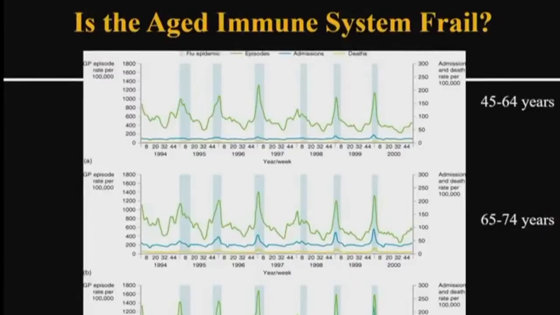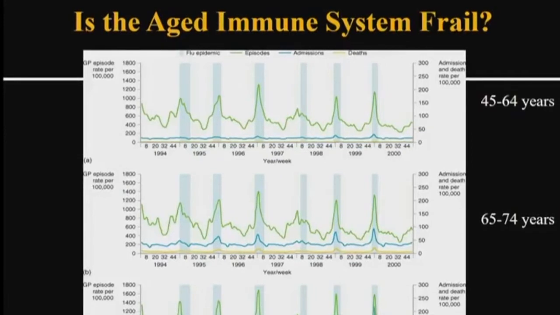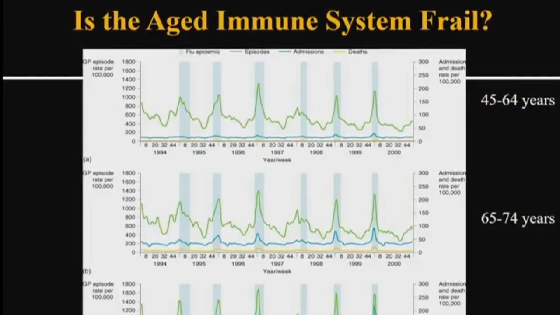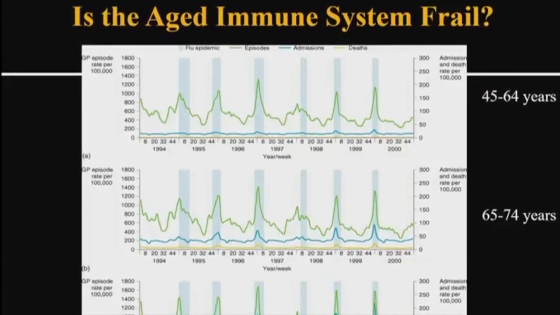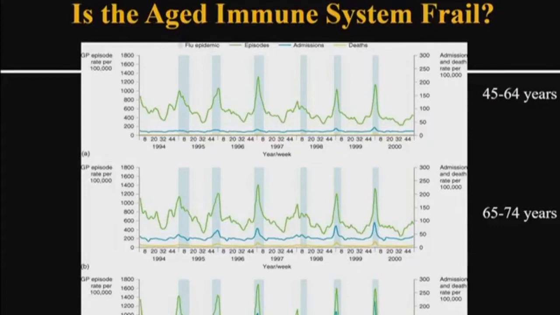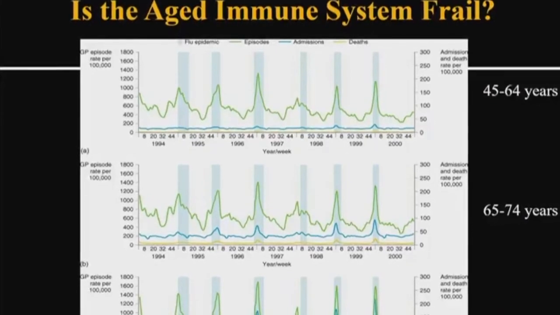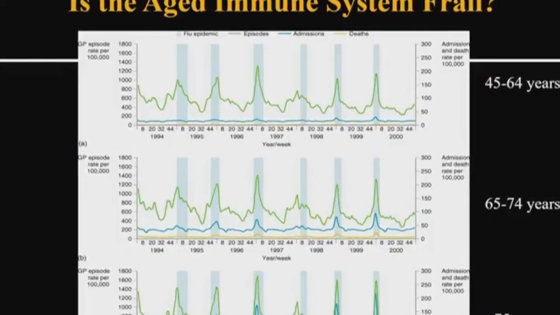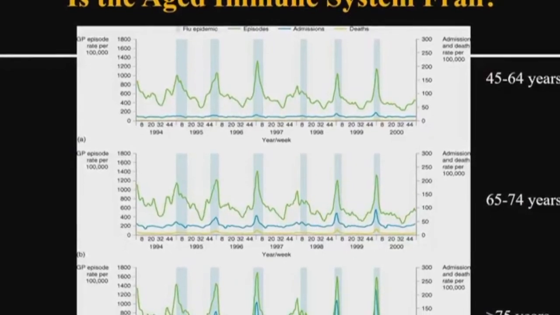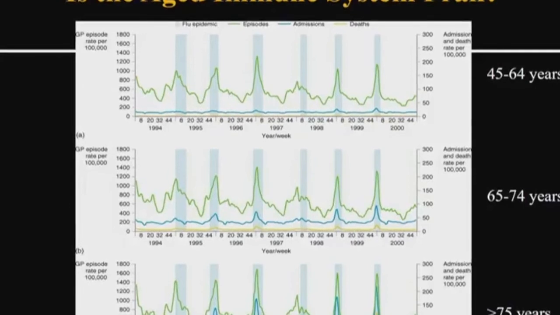Lastly, is the aged immune system frail? Is it just susceptibility to infection, or is it more than that? Hopefully these data will persuade you that it is frail. The vertical bars here are flu epidemics. The green line is patients going to their GPs with a respiratory infection. The blue line is hospitalization, and the yellow line is death.